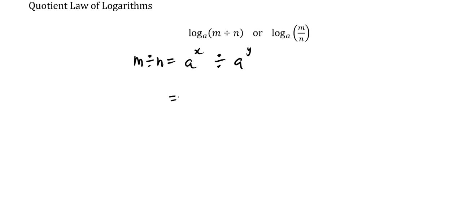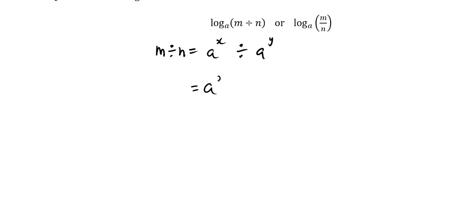Oh, we noticed that then you can add the exponents. But what do I do when I divide? Subtract the exponents. So it's a to the x minus y. And then what do we do in the last one? We took the log of both sides, log base a, that's important.